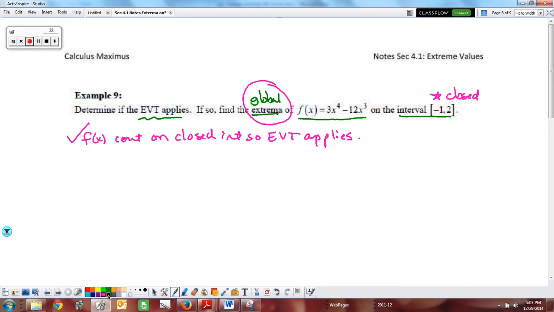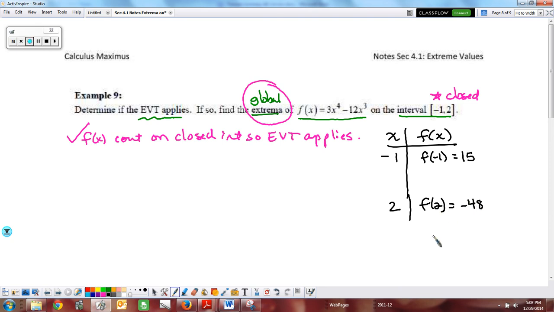Then, once I know EVT applies, I start a little chart over here because I know I'm going to use it, and I add my endpoints to my chart. I do that first because I know I'm going to need them. You might as well plug them in and calculate your f of negative 1 and your f of 2, because you know you're going to need to check them. I'm like, hey, it's EVT, I'm going to do my endpoints. F of negative 1 should give us 15, and f of 2 gives me negative 48. I'll leave that for you to verify.